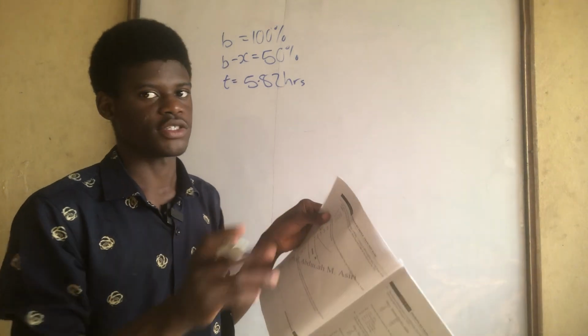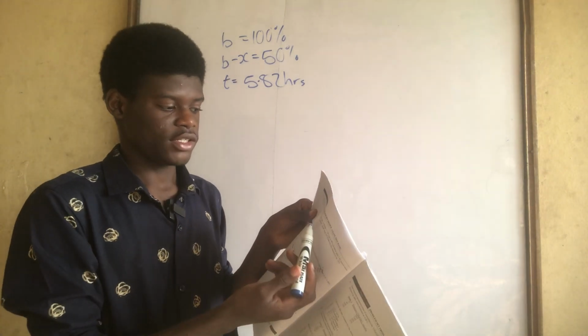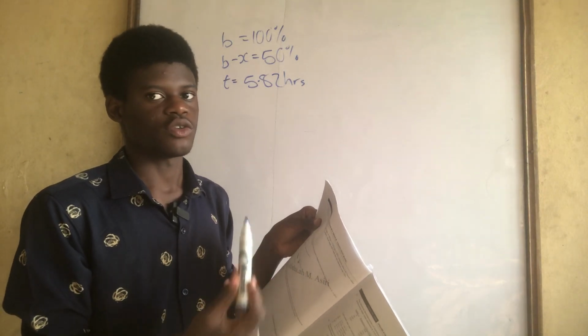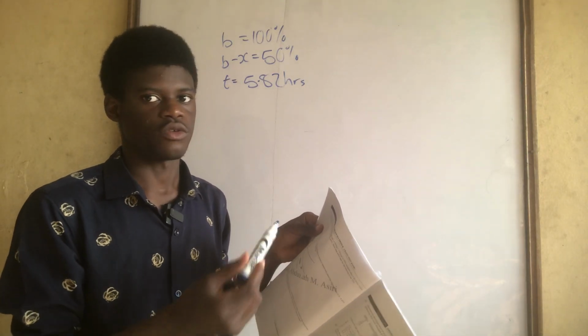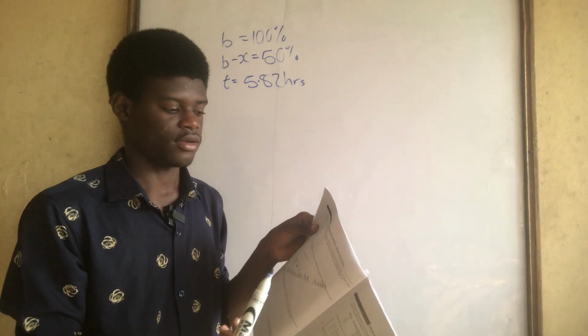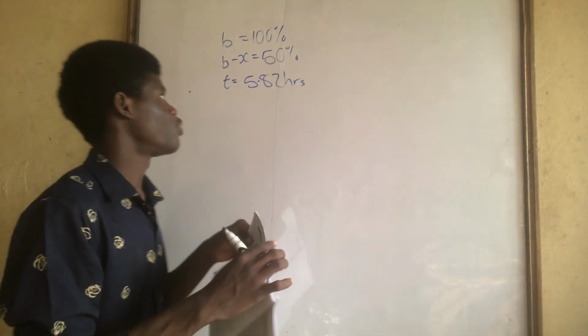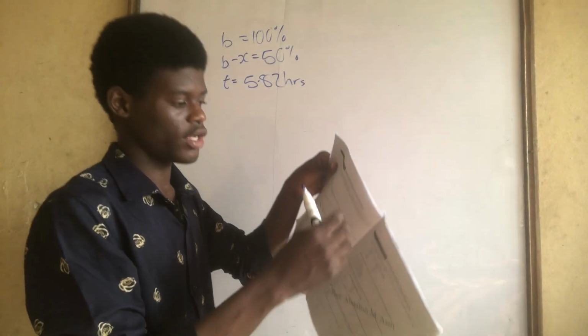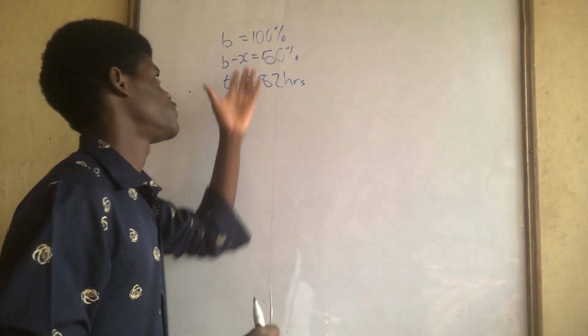Ignore the 4.46, because they gave us the initial concentration as 4.46, right? But they didn't give us the final concentration in mole per liter. They just give us 4.46. But here we can just use percentage to solve it, since we already know that it's 50% complete and 50% incomplete.